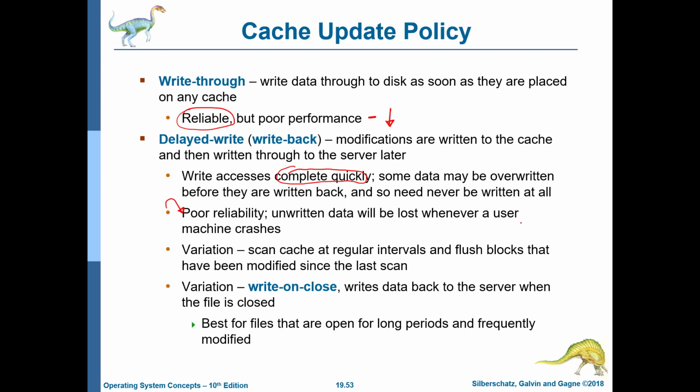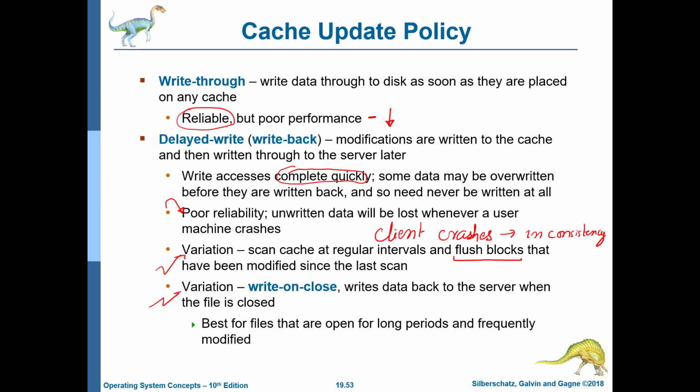There is also the possibility that if a client crashes, we may lose valuable data and we also may have the problem of inconsistency, where some new data has been sent to the server but other new data has not been sent. So one approach could be that we scan the cache at regular intervals and flush the blocks, which means write to the server blocks that have been modified since the last scan.